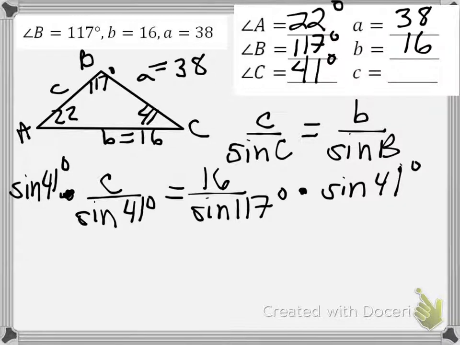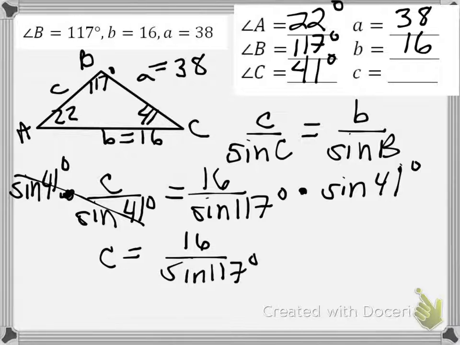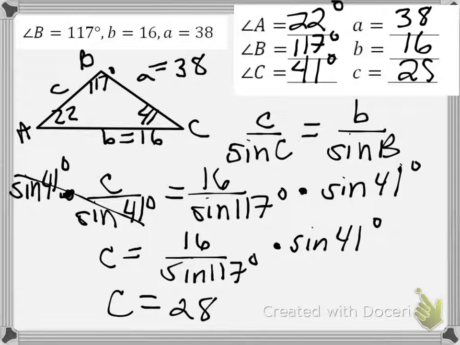So I multiply by sine of 41 degrees. This works out so that those two cancel out. So all I have to do is put 16 divided by sine of 117 degrees and multiply that by sine of 41 degrees in my calculator, and I get that side C is simply 28. And we have solved this triangle.